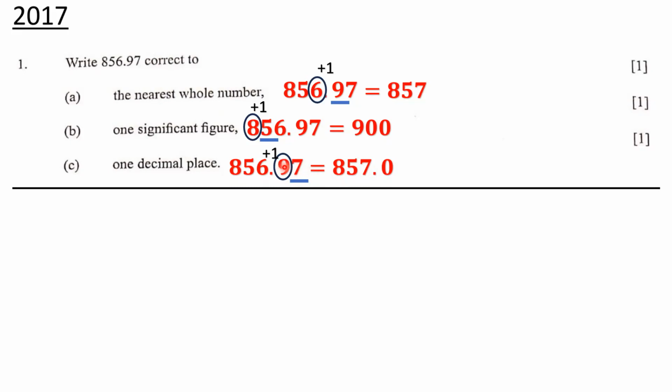And if we add 1 to 9, 9 plus 1 is going to be 10. So we put the 0 at the back, and then we add that 1 to the 6. And so it's going to be 6 plus 1, which is going to be 7. So it's 857.0. Okay, let's move on to the next question.